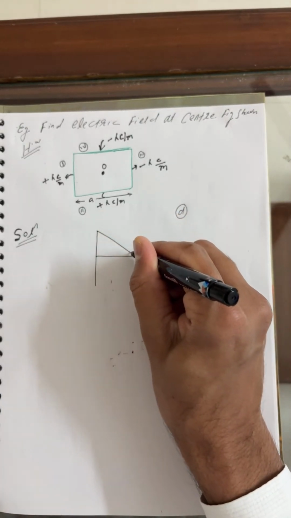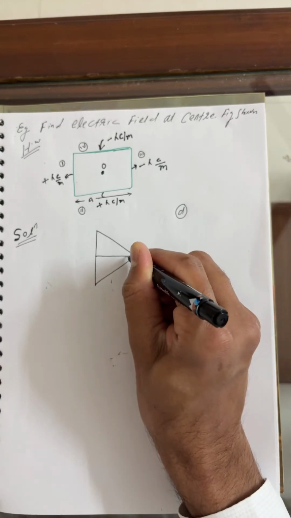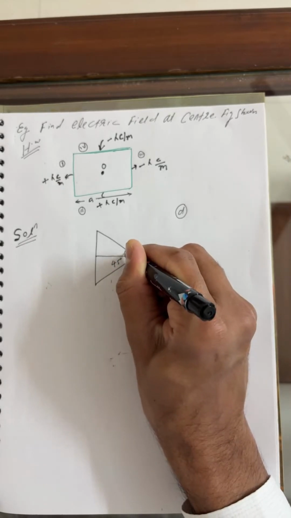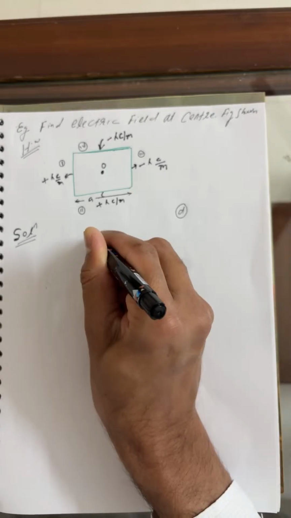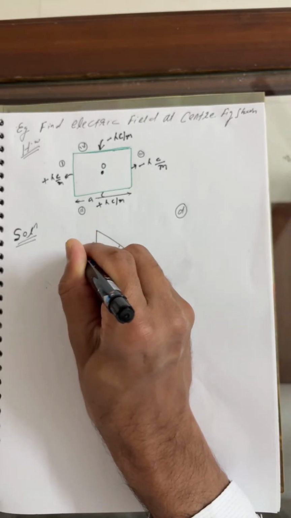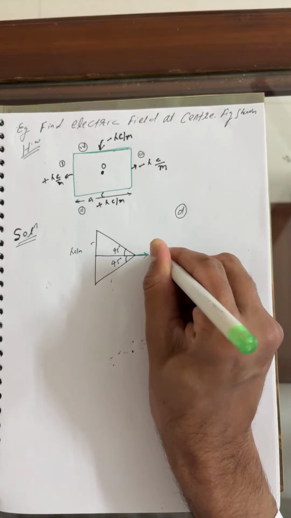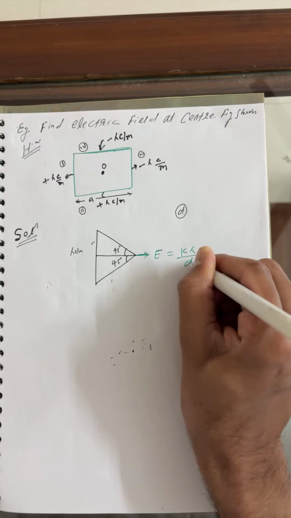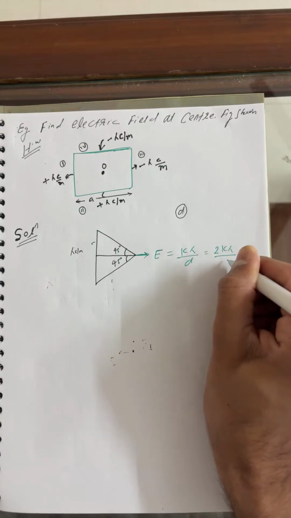Now this angle is known to us. We solved the same questions previously. This is 45 degrees, this is also 45 degrees. This is charge lambda coulomb per meter. You can see easily, we will get only E perpendicular, that is K lambda by d, where d is a by 2. You can write 2 K lambda by a.